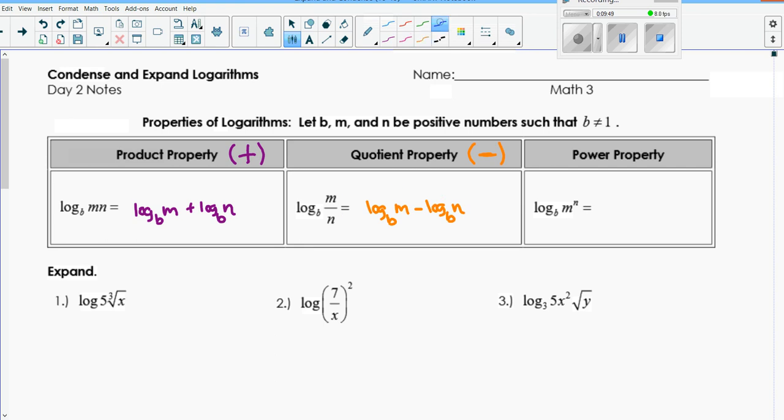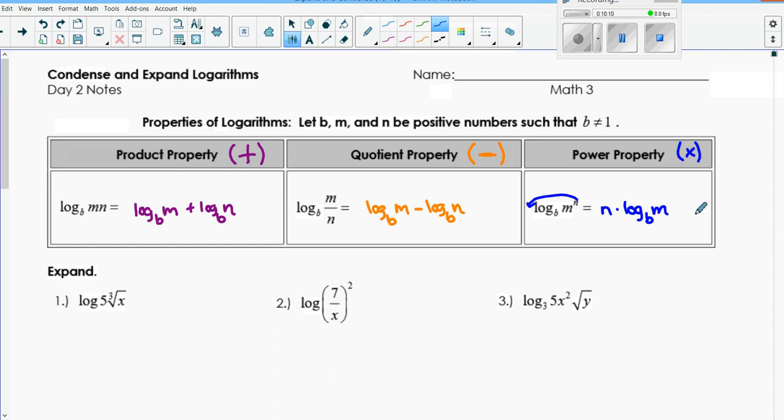And then with the power property, we multiply. Okay, so if we see log base b of m to the n, then that means that we can bring this n down, and now we're saying n times, you don't have to put the times symbol, log base b of m.